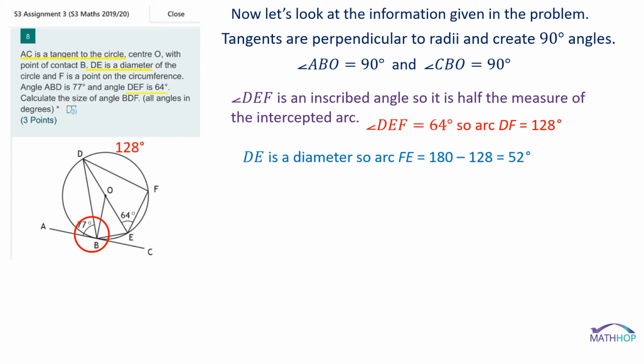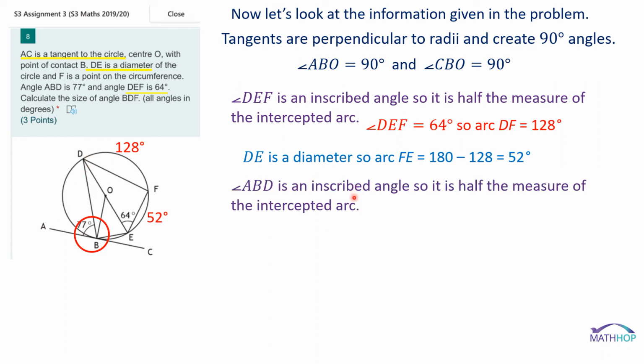Now, DE is a diameter, so that becomes important. That means this whole measure is 180. Well, I know 128 of it. Now I can figure out the rest of it. I can figure out arc EF, or arc FE. So arc FE is going to be 180 minus 128, or 52 degrees. So let's pop that there. And that's how we did this. So inscribed angle 64 created 128. Knowing this is a diameter and the whole thing is 180, I just had to subtract 128 from 180 to get 52.